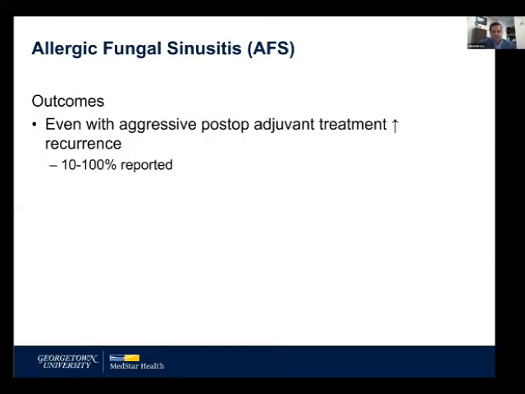The recurrence rate with these is highly variable, and the reported spectrum is anywhere from 10% to 100%. I think a lot of it depends on technique and postoperative regimen. Again, there's not a gold standard here, but I think a lot of it comes down to technique and aggressiveness with it.